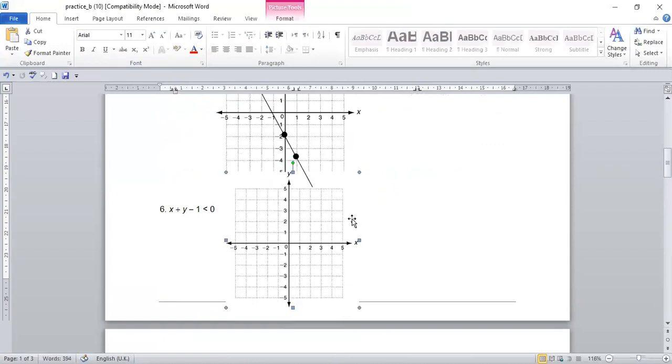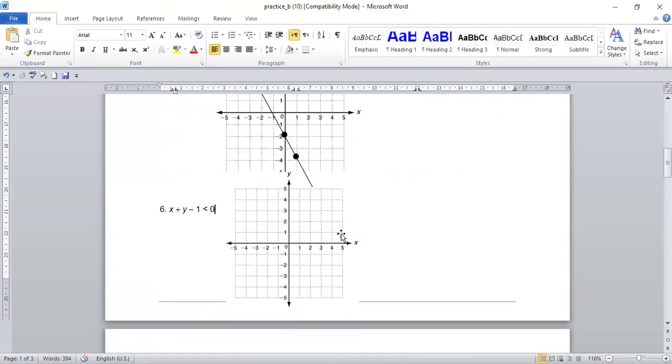Okay, question number 6, again it's not in the form y is equal to mx plus b, so we need to arrange it properly. So let's write it as y is lesser than, let's move the x first, negative x plus 1. You don't even need the plus 0, because negative 1, when it comes to the other side, will be positive 1.